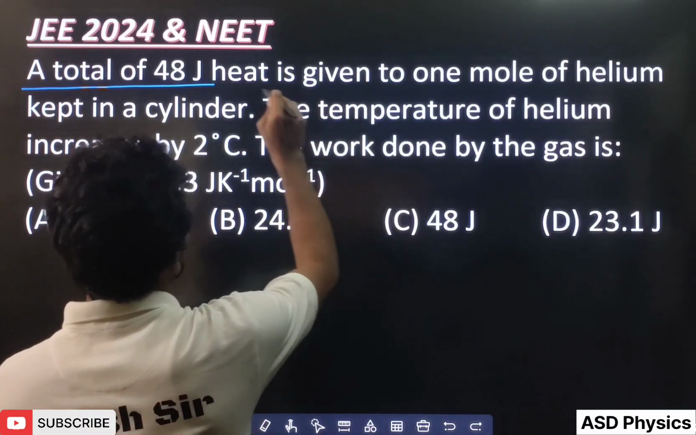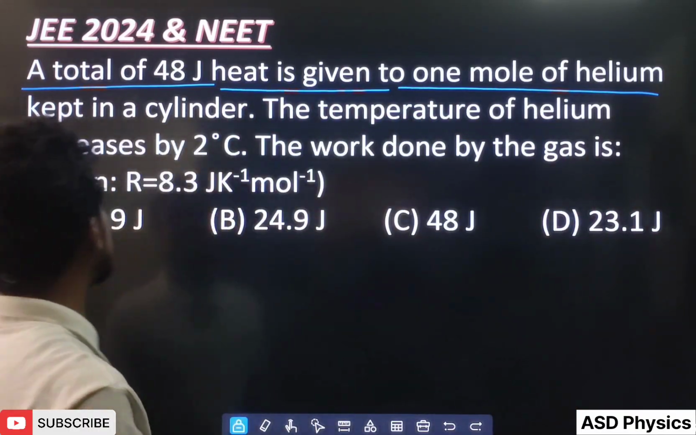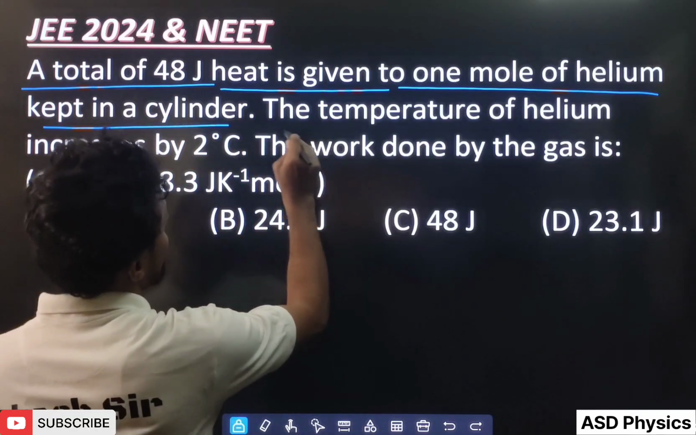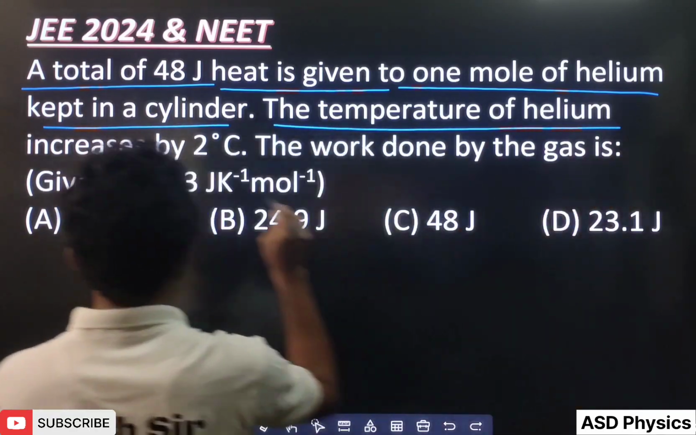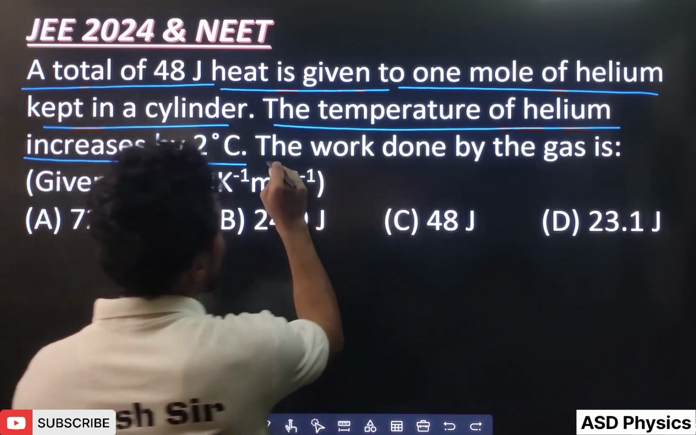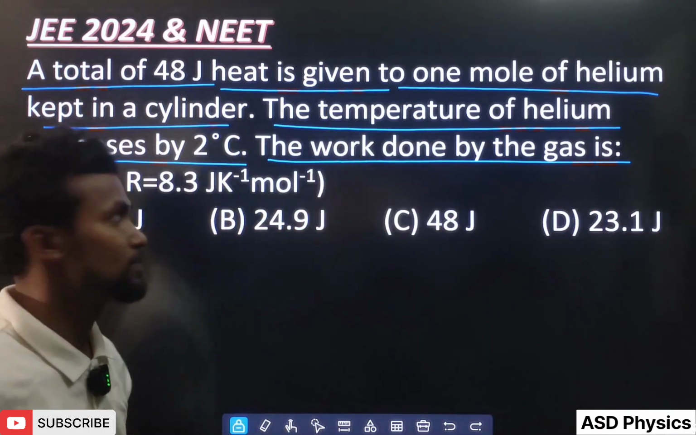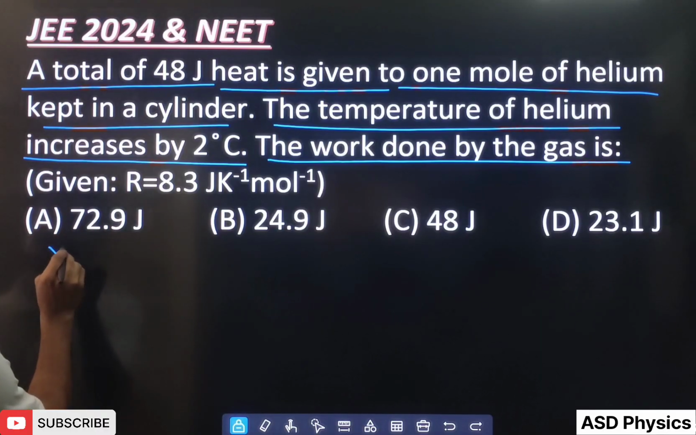A total of 48 joule heat is given to 1 mole of helium kept in a cylinder. The temperature of helium increases by 2 degrees Celsius. The work done by the gas is how much here? All these things are given. So first we'll note down the data.